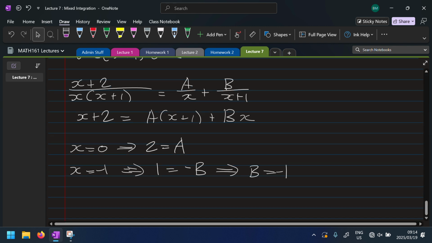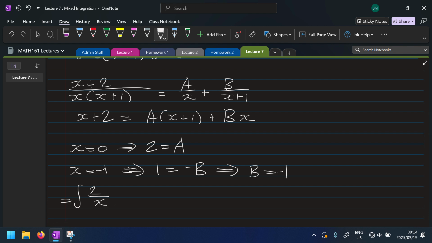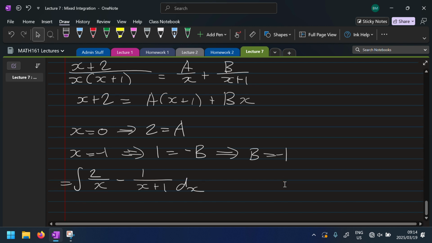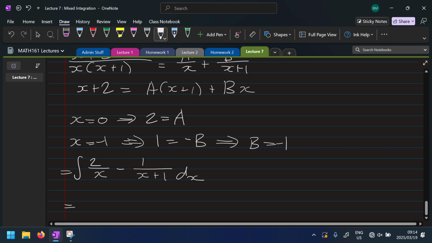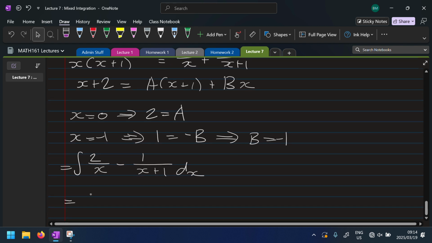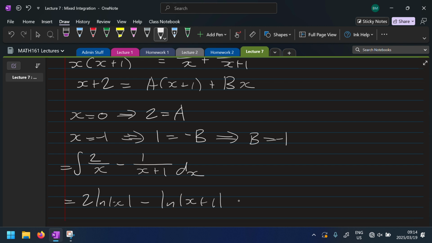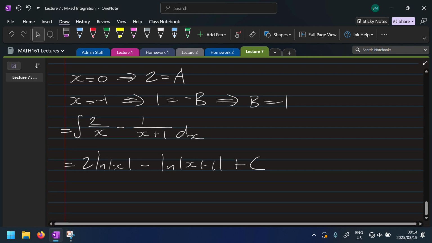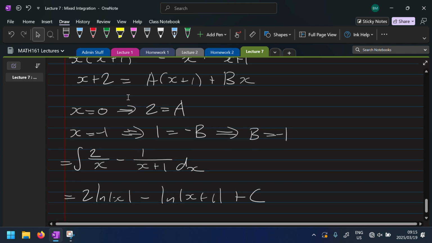Okay, so we've got everything we need. A is 2, so that's the integral of 2 over x. B is minus 1, so we have minus 1 over x plus 1. So 2 natural log of x minus natural log of x plus 1. Very straightforward. Any questions so far? Everyone's been quiet, so we'll carry on.